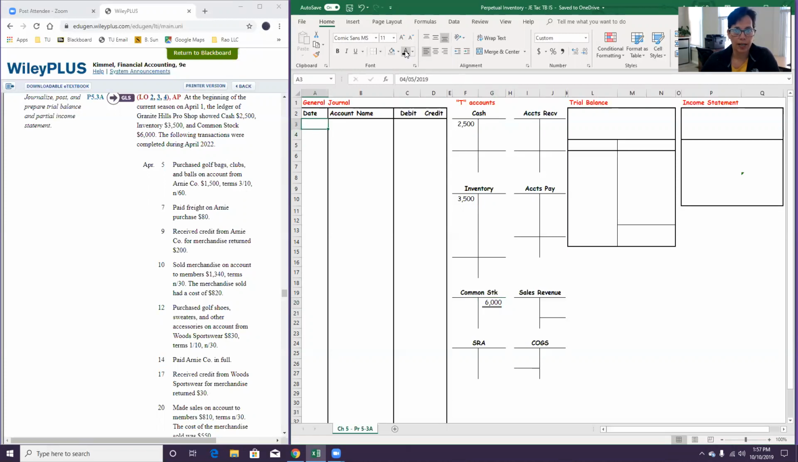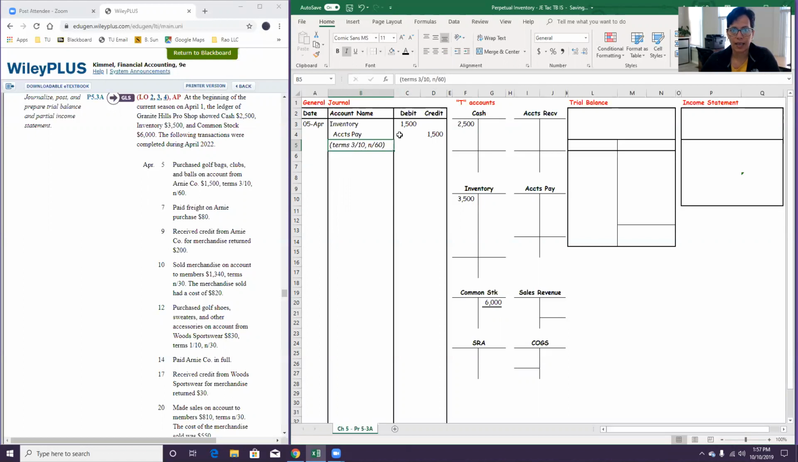So we will start out by writing the date, which is April 5th. I made purchase of inventory. So as we're using the Perpetual inventory system, inventory is going to be debit. I'm not paying cash. It's a credit transaction. So accounts payable credit. The amount is $1,500. So I'm going to put the $1,500 on the debit and the credit side. Now, for this transaction, I am going to go ahead and write a small explanation. I'm writing terms 3/10, net 60. So that I remember when I make the payment, whether or not that discount should be taken into account.